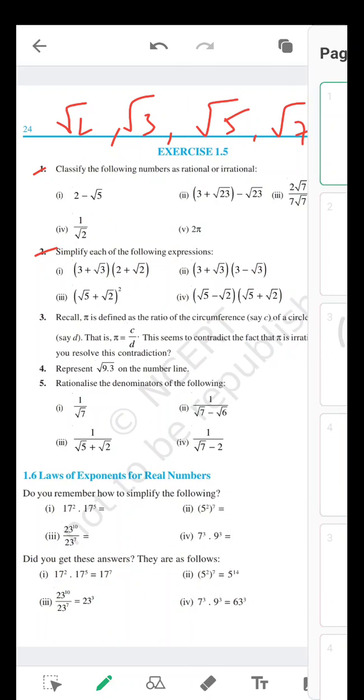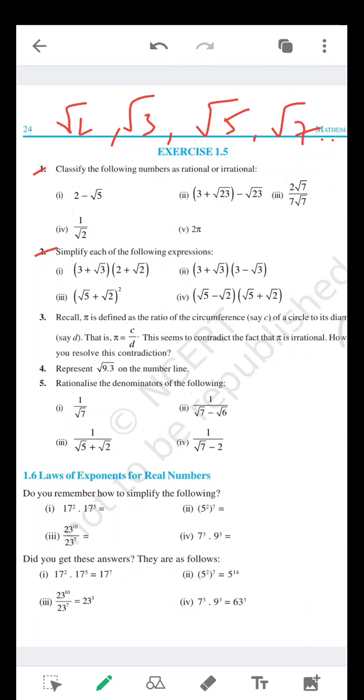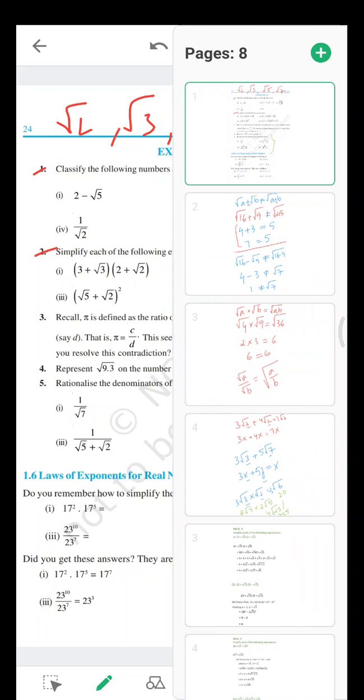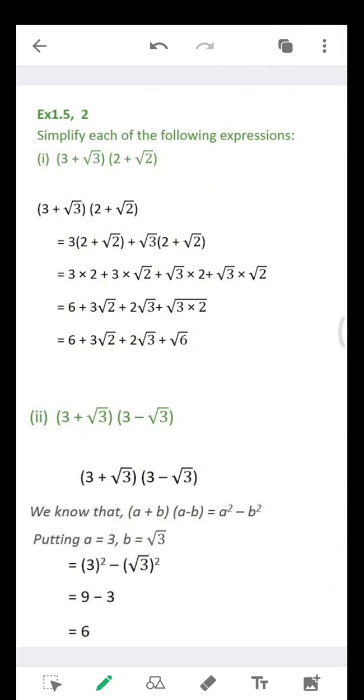Let's see question number 2, which you have to get perfect in this concept because you have to rationalize the denominators. You have to learn the rationalization concept. This will help you a lot in rationalization, but still you need practice for it. You are not perfect yet. So let's begin with this. First bit, multiply 3 plus root 3 and 2 plus root 2.